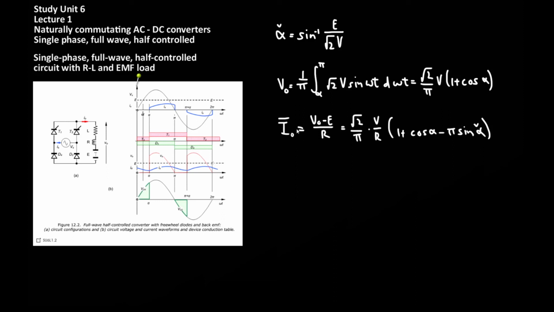The time domain solution for the output current depends on omega t and whether it is larger or smaller than alpha.